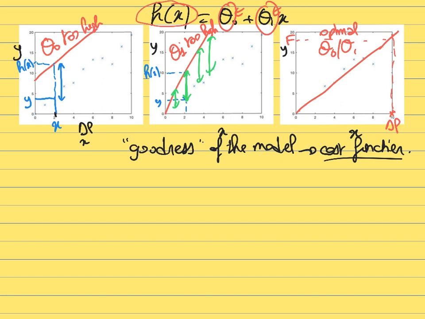The higher this distance, the higher the distance between your model and the true data, the worse your model is. If you have a model that has very low distances like this between the true data and your model, then if the distance is small, your model is very good. So your goal should be to minimize these distances.